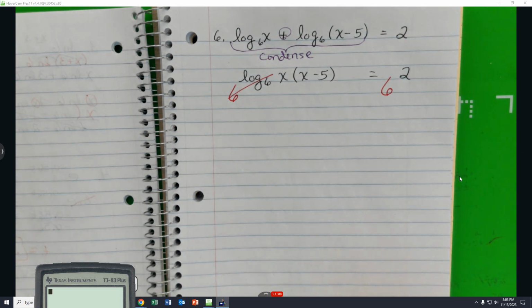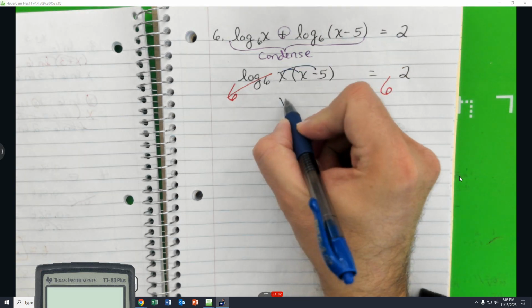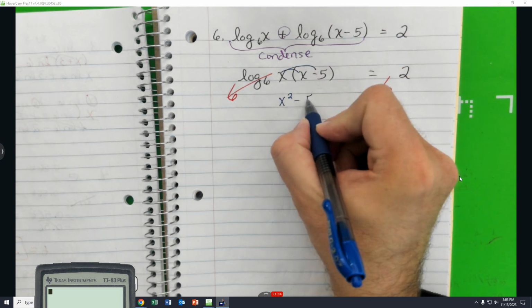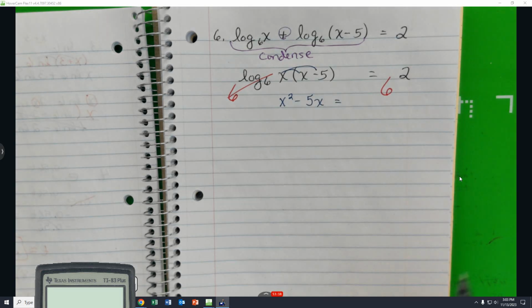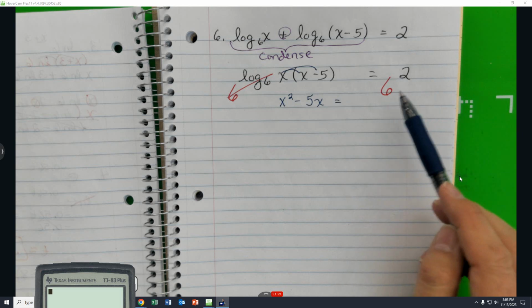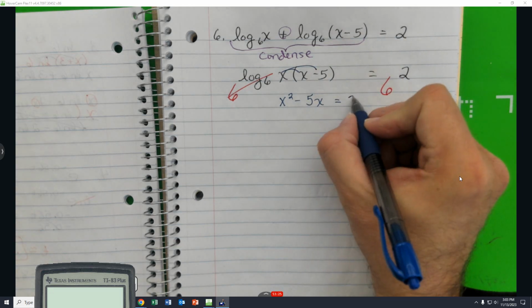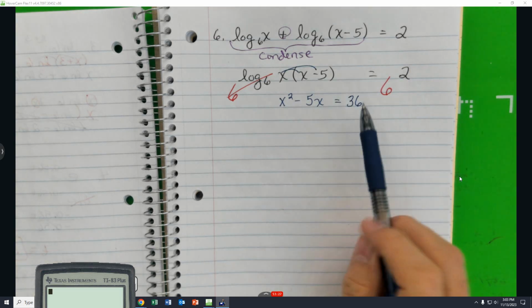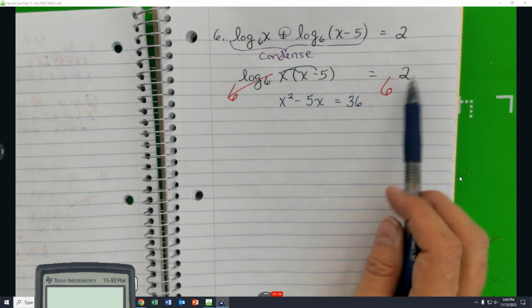Now, on the left, I'll go ahead and distribute the x. We'd have an x squared minus 5x. Be careful, don't say 12. What's on the right? 36. It looks funny, but that's saying 6 squared. 36. That's why I tried to make the 6 look so big, like it's bigger than that 2.